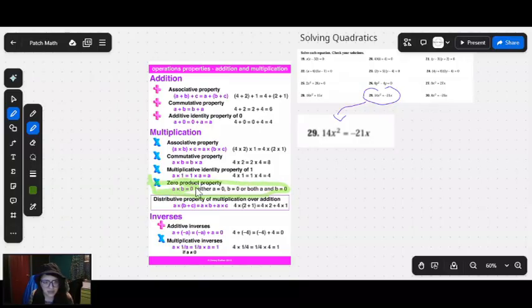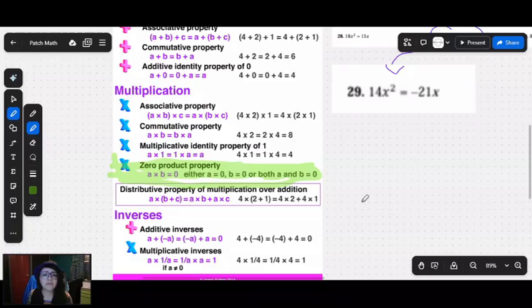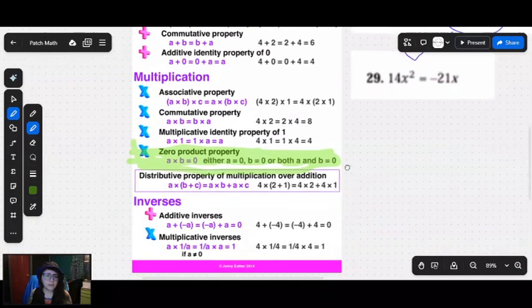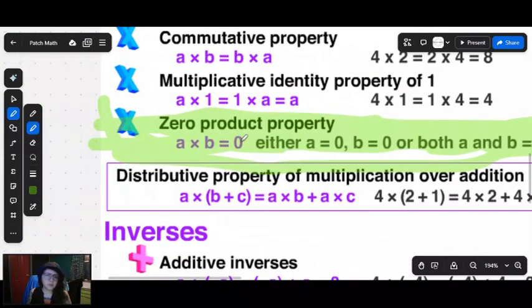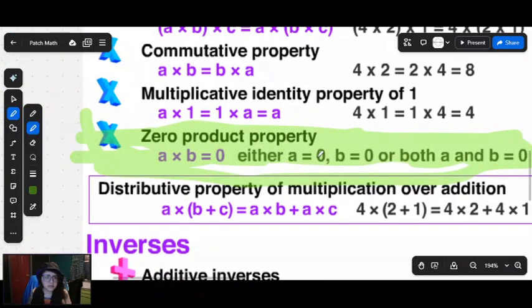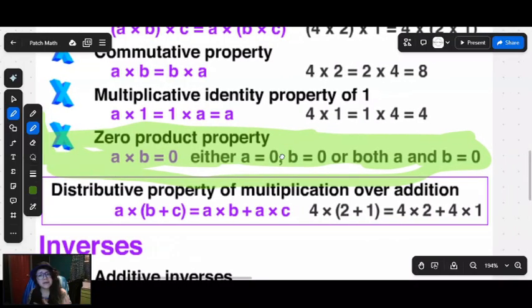It says that if we have two things being multiplied together, and the product is set equal to 0, notice this only works for the number 0, then one of those factors must have already been 0, or they were both 0. So you'll see here they have a times b equals 0. Well, that makes sense, because if a were 0, then 0 times b is 0. If b were 0, then a times 0 is 0. If both a and b were 0, then 0 times 0 is 0. And that's why this works.